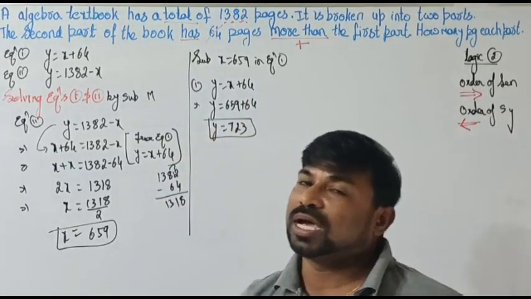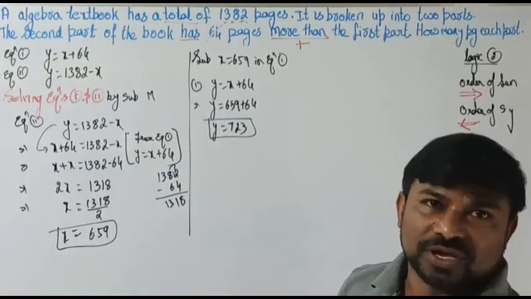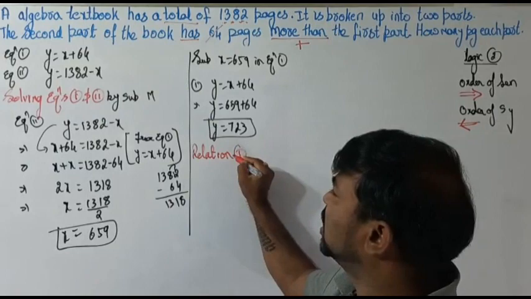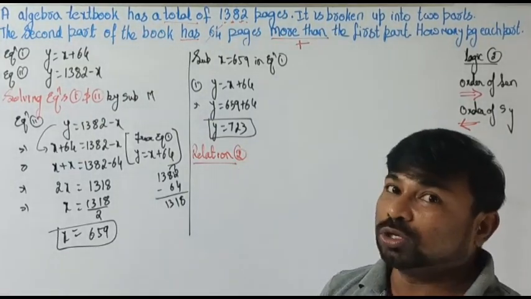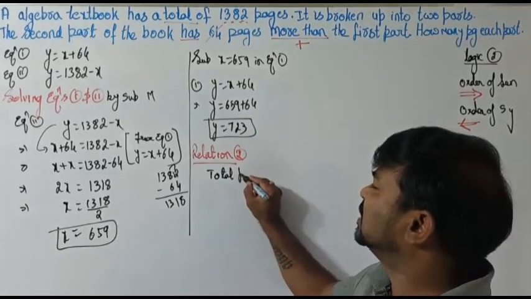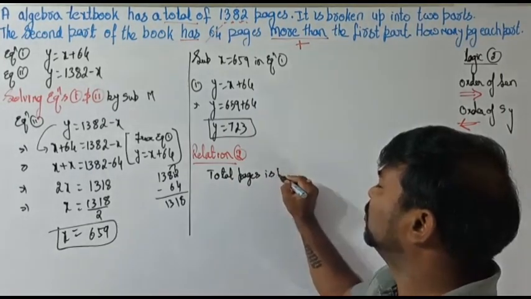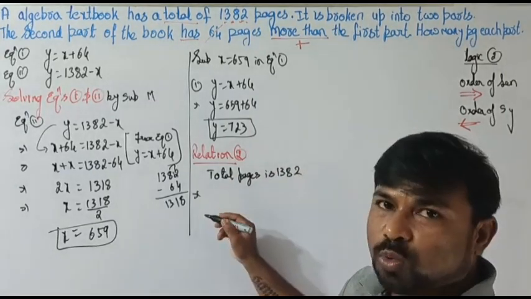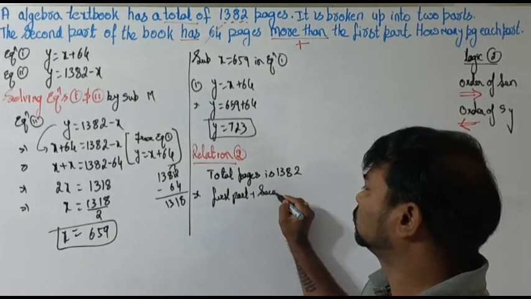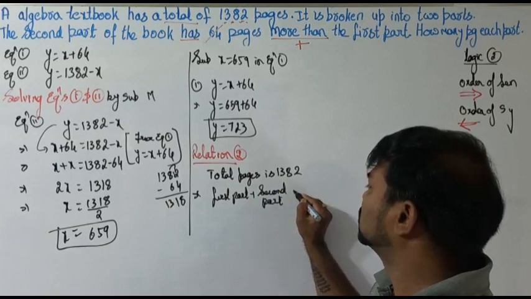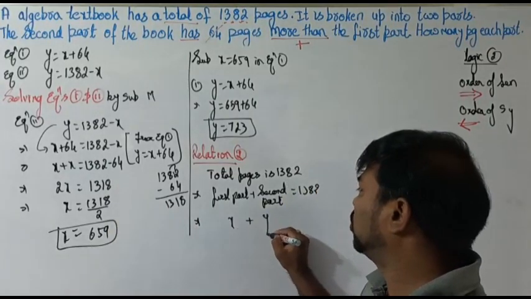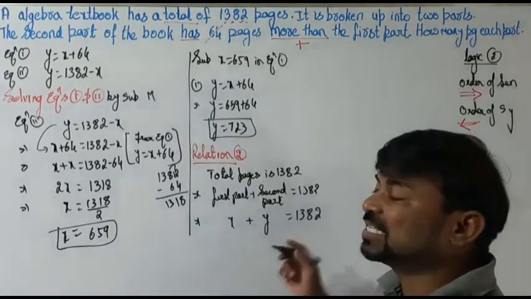Until and unless we verify, we can't conclude this. So what's the relation given? Total number of books, or total pages, is 1382. Total pages means first part plus second part equals 1382. The first part we are calling x and the second part we are calling y. Now we have to check whether it is satisfying or not.